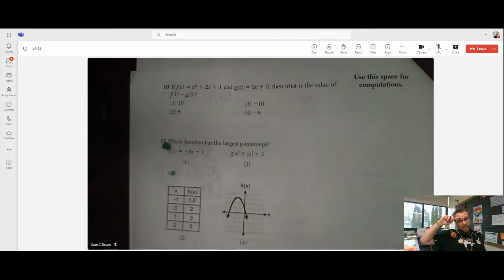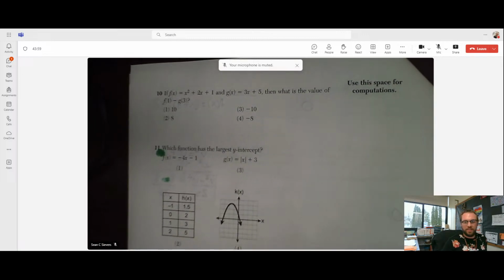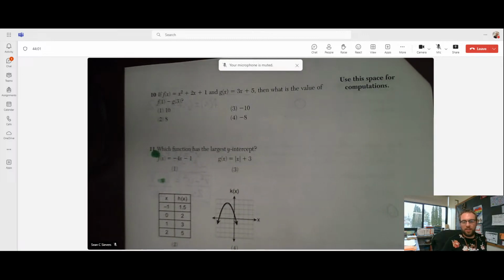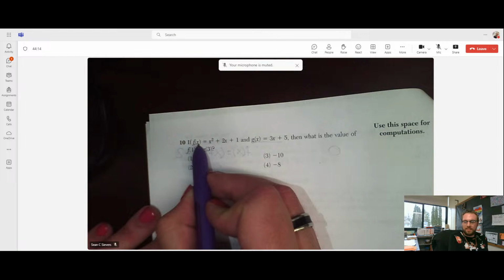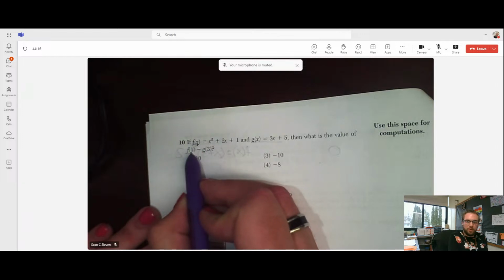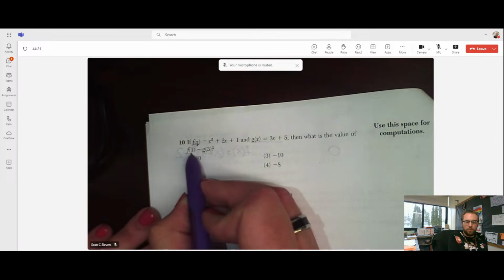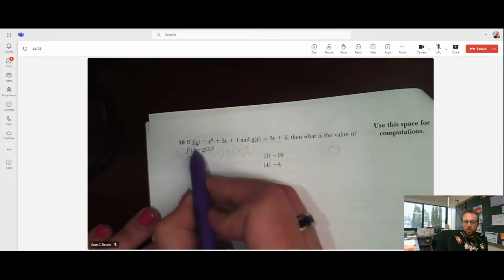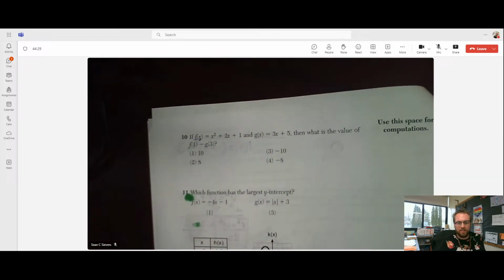Number 10. If f of x equals x squared plus 2x plus 1 and g of x equals 3x plus 5, then what is the value of f of 1 minus g of 3? So this is going back to evaluating functions, right? So our functions originally start as f of x, right? That's the name of the function. But it wants us to find f of 1 minus g of 3. So where does this 1 come in? What do I have to do with that 1? And also, what do I have to do with this 3? Go ahead and drop it in the chat.